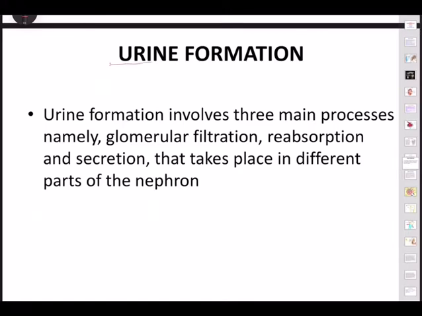So one of the forms in which human beings excrete all the metabolic waste is through urine formation. What exactly happens and how does it happen? Urine formation involves three main steps. First, glomerular filtration, also called ultrafiltration. Second, tubular reabsorption. And third, tubular secretion.